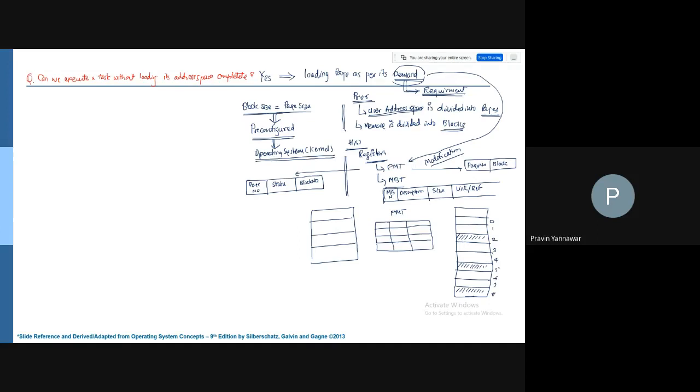So what are the blocks available? Only 3 blocks are available right now, that is 2, 5, and 8. Memory block number 2 is available, memory block number 5 is available, and memory block number 8 is available. So means what?